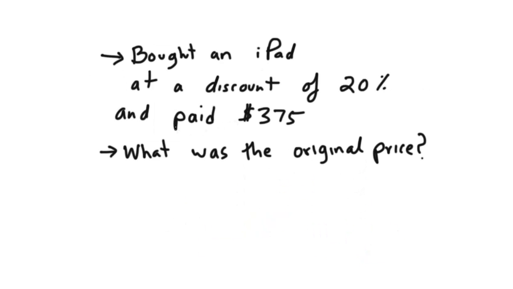Alright, let's take a look at another example. Let's say you bought an iPad at a discount of 20% and paid $375. In this case, you want to find out what was the original price of the iPad. So we know that the 20% is what you have to multiply the original price by, and you ended up paying $375. Okay, so we'll let X be the original price.